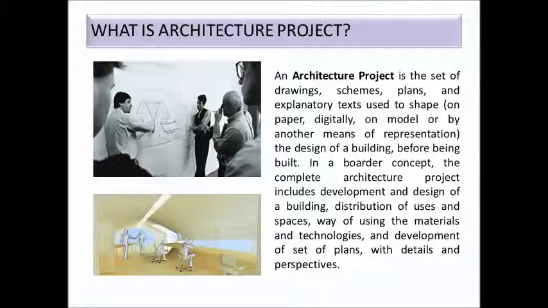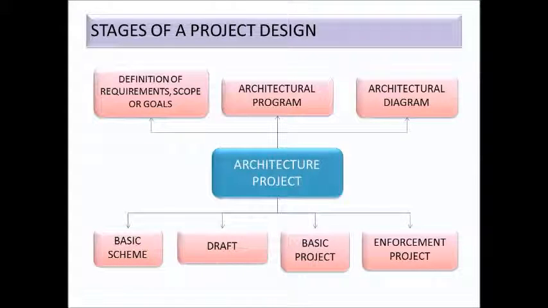In a broader concept, a complete architecture project includes the development and design of a building, with a set of plans, details, and perspective. At the left, these images portray the development of an architecture project, showing an appropriate work environment. The diagram which you can look at on this slide presents the different stages that constitute the project design. Starting with the definition of requirements, scopes, and goals, there is a previous research process, which as an architect guides me in my task throughout the project.